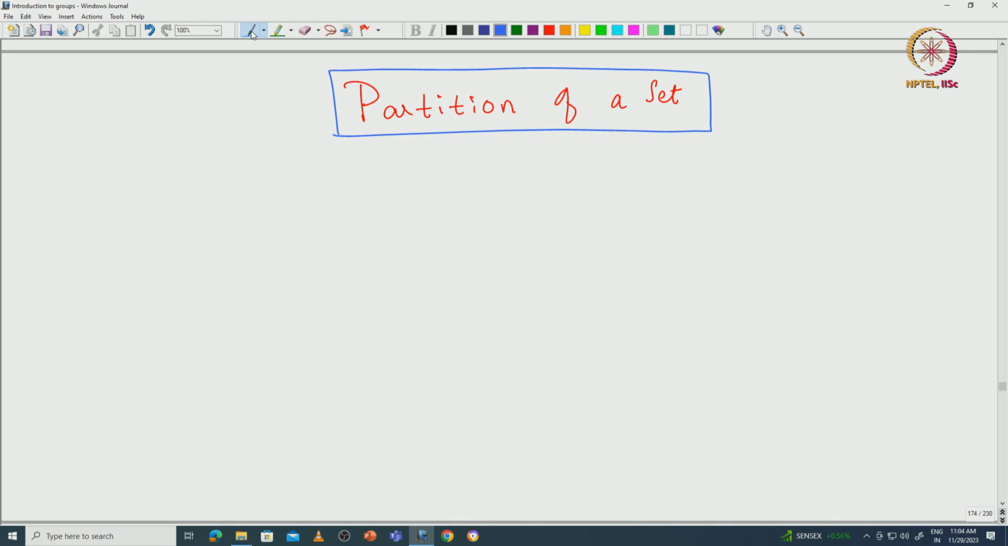Welcome back everyone. In this lecture, let us talk about partition of a set in a more abstract way, and then we try to understand them using our cosets. Okay, let us start with a set capital X. Let's assume it to be a non-empty set.